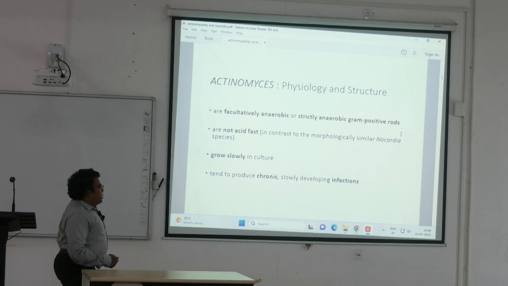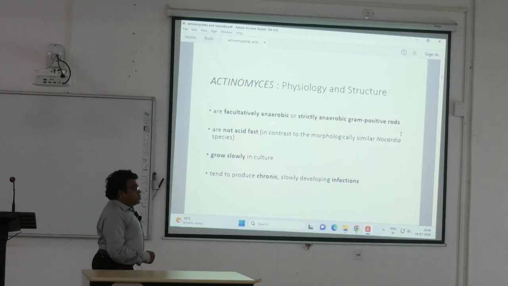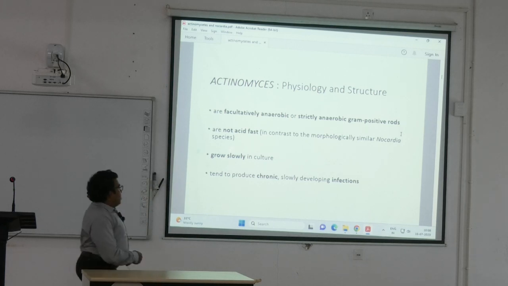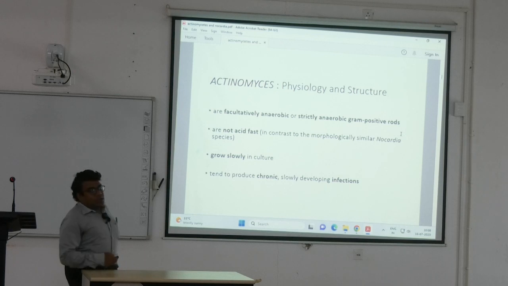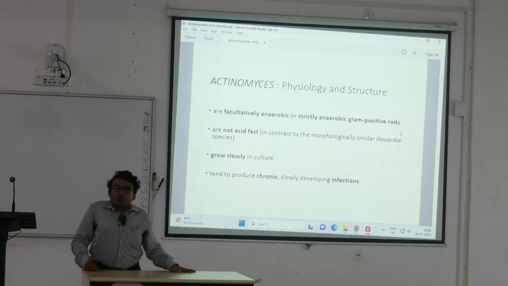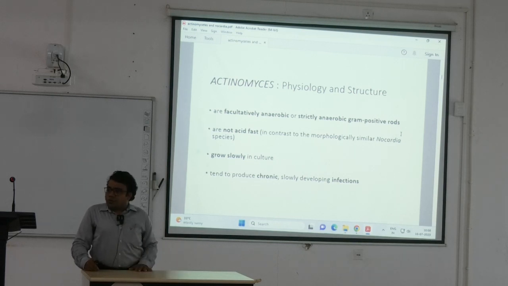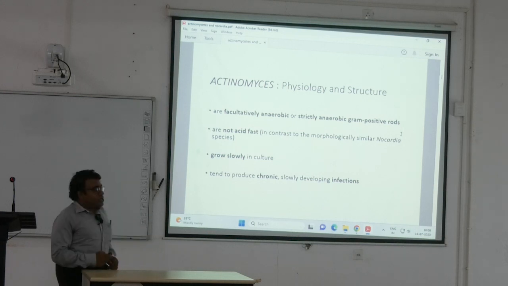It is a facultative or strictly anaerobic gram positive rod. It is not acid fast. Just remember this and I will explain later on. It grows slowly in culture and is associated with only chronic infections. Because it grows very slowly, the infections commonly attributed are slow. That means subacute and chronic infections only.